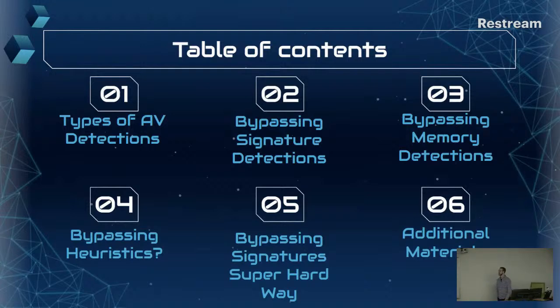Little table of contents. We're going to go through different types of AV, just so everyone's all on the same page. How to bypass some signature detections, bypassing memory, bypassing some heuristics a little bit, and then bypassing signatures the hard way, and then just some additional references if you would like to learn about any of this stuff a little bit more.